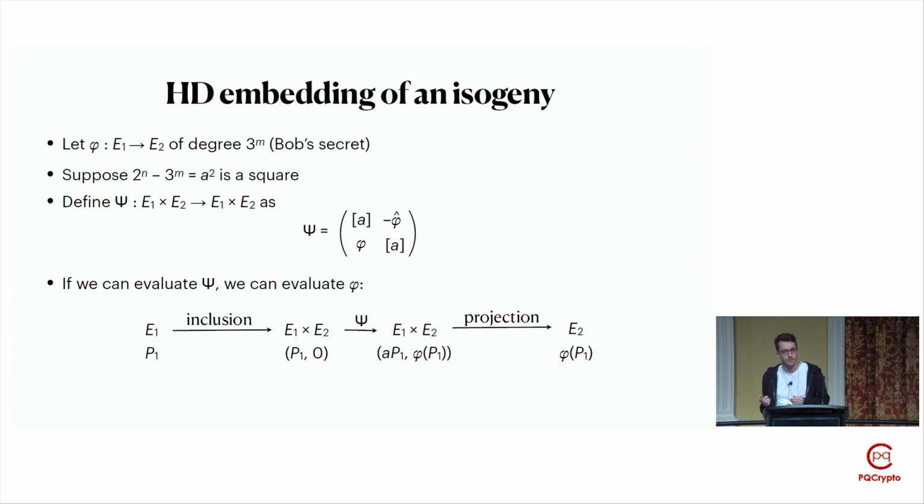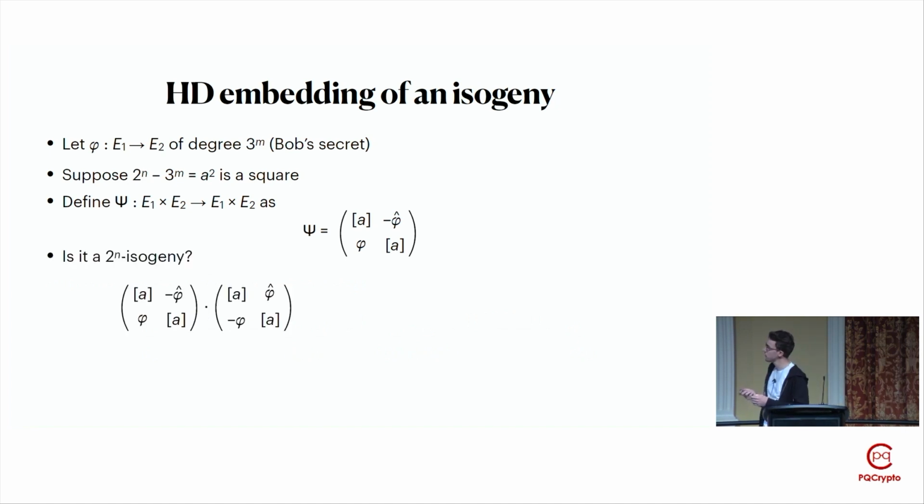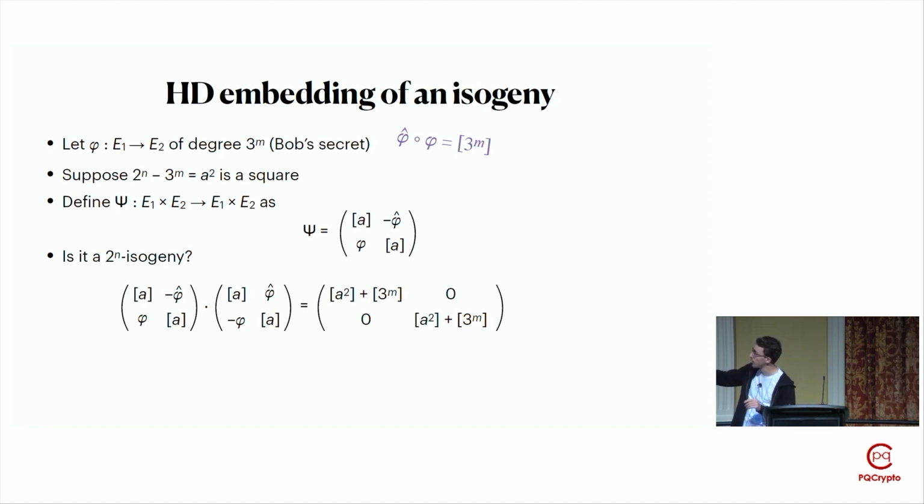So is it the case? You may suspect that it is the case indeed, but let's check. We can do the computation. To check if it's a 2 to the n isogeny, we take the matrix, we multiply it by its conjugate transpose, and you can easily figure out that it gives you this matrix here, where you get the a squared by multiplying a, and you get the 3 to the m by multiplying phi by phi dual, simply because 3 to the m is the degree of phi. And a squared plus 3 to the m is just 2 to the n by this equation here. So it is indeed a 2 to the n isogeny.